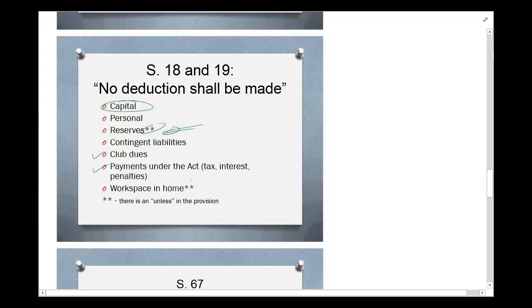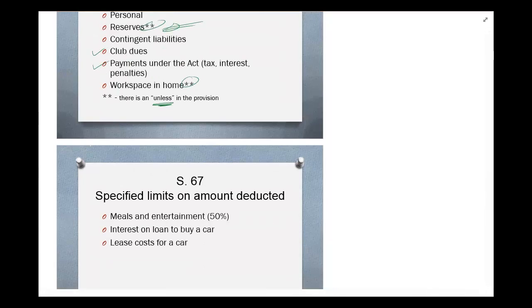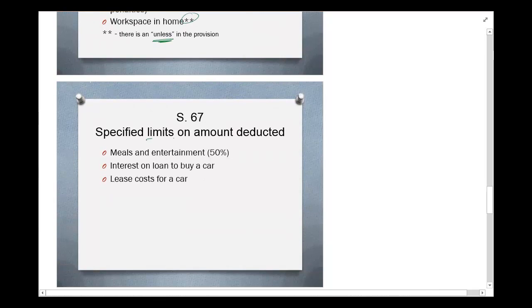Reserves and workspace in the home. These have unless provisions, and more often than not, those unless provisions are met in the standard course of doing business. So generally it says no reserves. We don't like you to accrue expenses, but lots of them get in. And then there's a couple others, and then Section 67 is about the limits. So it's saying, yeah, it's deductible, but only to a point.